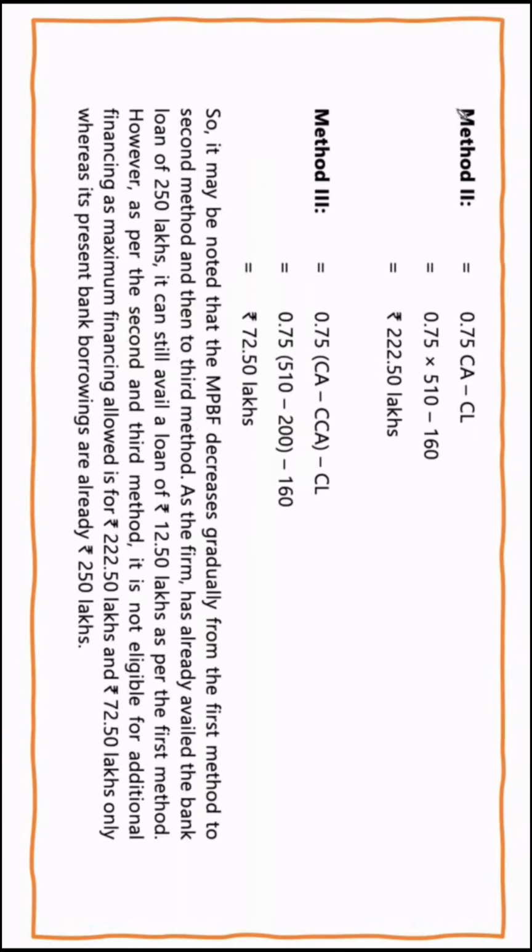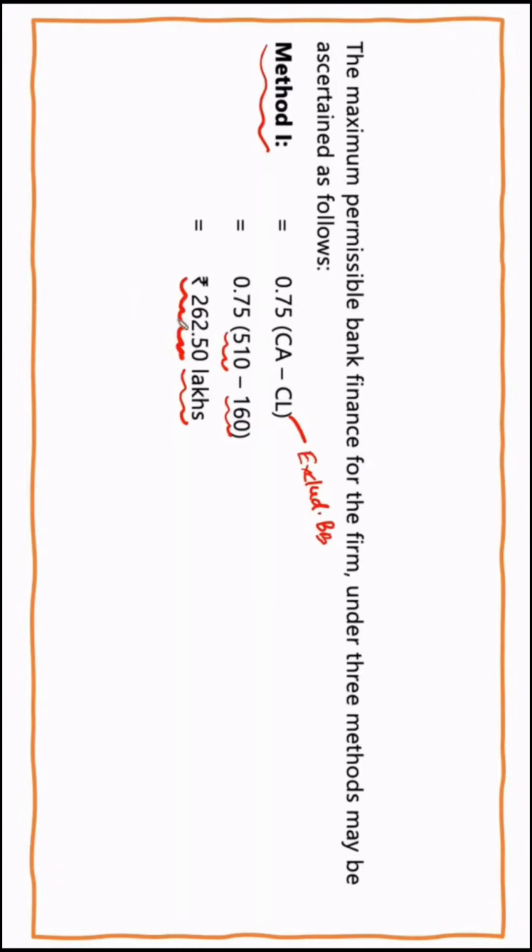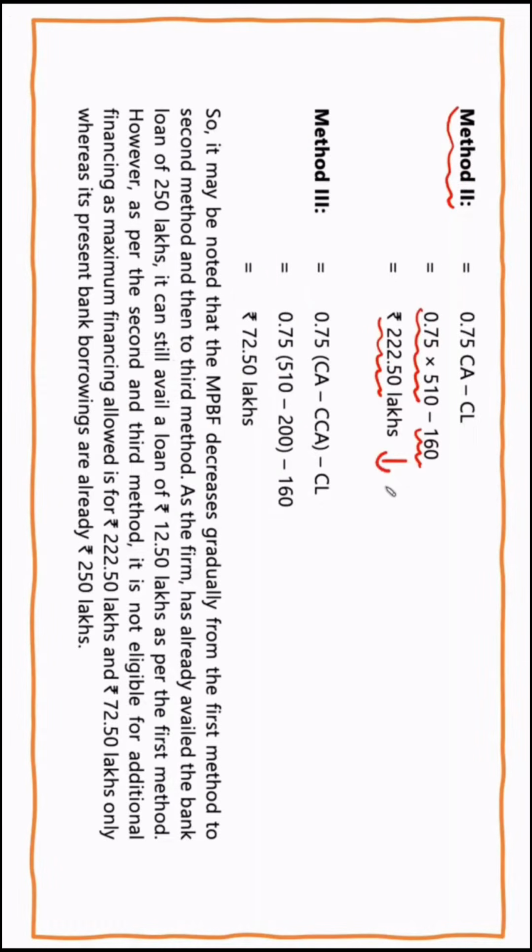Then let's move on to method 2. Same numbers. Method 2 says only 75% of the current asset should be considered for this purpose, and that should be compared with the current liability. Then eligible bank finance can be arrived at. We already know 510 is the current asset. 510 into 75% should be compared with the current liability of 160. So now you get eligible bank finance as 222.50. Now look at the difference. In the first method, the eligible bank finance is 262.5, whereas in the second method it has come down. So the second method is comparatively moderate. First method is very liberal, second method is moderate, and third method is even more stringent.